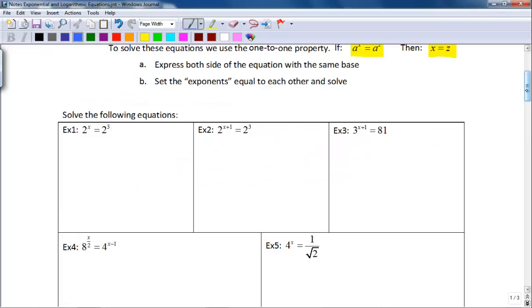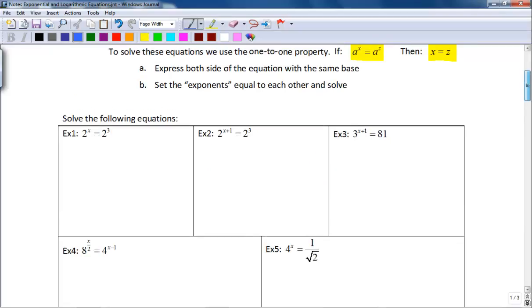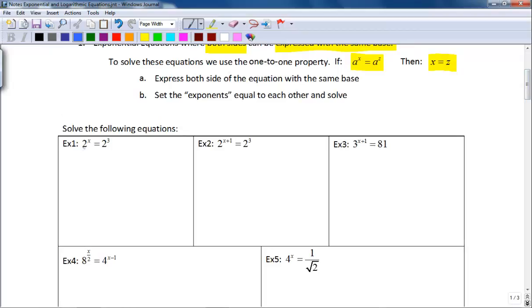Example 1, solve the following equation. The first thing I need to do is express both sides with the same base. Well, I actually have both sides already with the same base. They both have a base of 2. 2 to the x equals 2 to the third. So I can set the exponents equal to each other. In this case, x is equal to 3. Now I need to solve this. Well, it's already solved, so I'm all done.